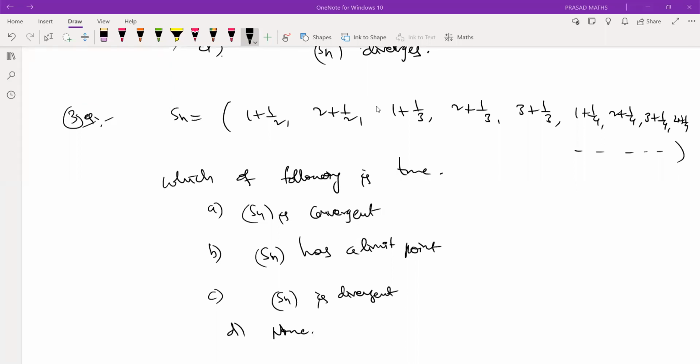What are the limit points? Guess the limit points. Okay, so it is treated as an exercise. Do it. Yes, sir. Correct, sir. Treated as an exercise.